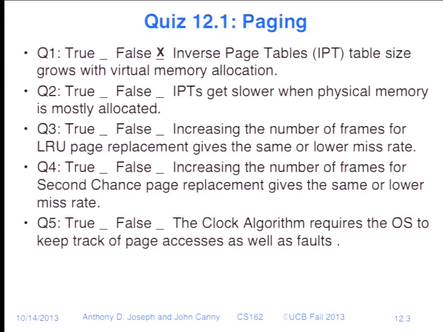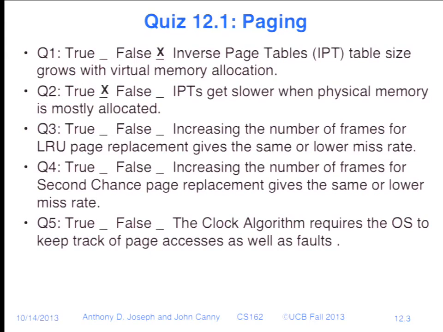What about, in the implementation we described anyway, does the IPT get slower when physical memory is heavily allocated? True, yeah, why is that? Yeah, it's using a hash table, so as it fills up, you're going to get some collisions and some chaining in order to get to the right result. Good, okay.